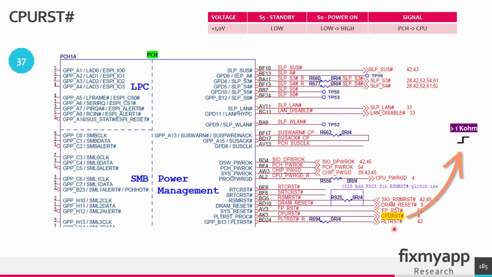During the system power up, the CPU reset signal is held low initially to keep the CPU in a reset state, while other components such as the power supplies and clocks stabilize. Once the power supply is confirmed to be stable and other critical signals like the power good are asserted, the CPU is released from the reset state by deasserting this reset signal. So the signal will go from 0 volts up to 1 volt.